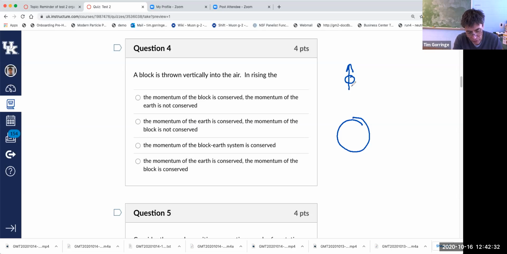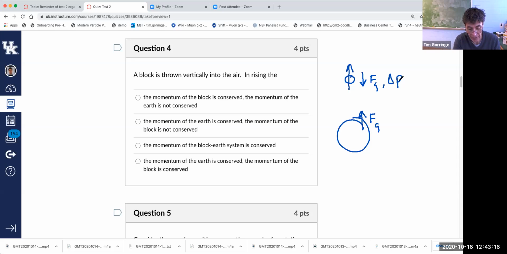Now, if you remember, when you throw a block into the air, as the block is rising, there will be a gravitational attraction between the earth and the block. There'll be a gravitational force between the earth and the block. And so there's a gravitational force Fg acting downwards on the block, and there's also a gravitational force Fg that's equal and opposite acting on the earth. This force changes the momentum of the block.